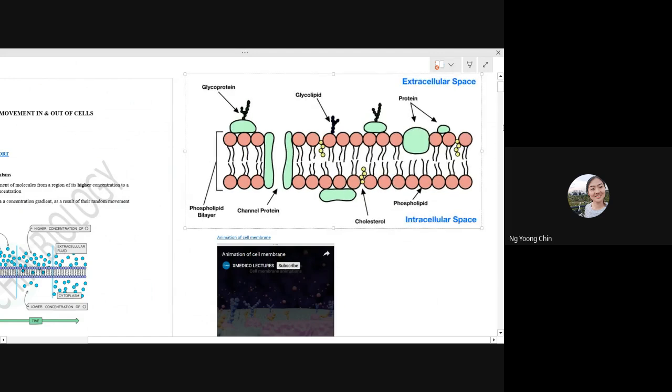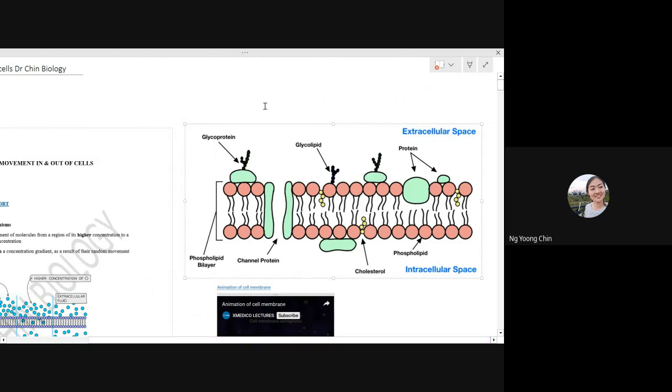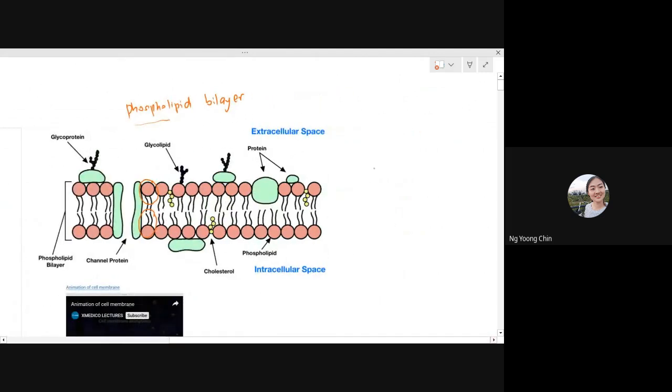So this is how the phospholipid bilayer looks. We call it the phospholipid bilayer. Why is it called phospholipid? Phospholipid refers to this thing. When you enlarge it, you can see it like this. This is what we call a phospholipid molecule.